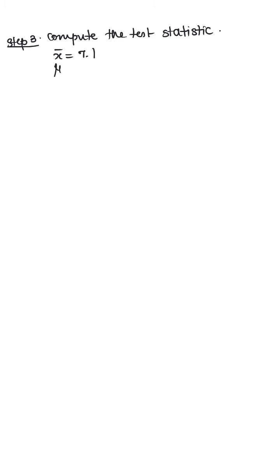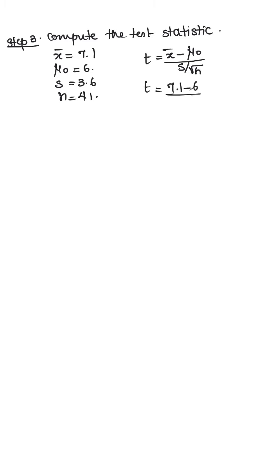Now compute the test statistic. So step 3 is x bar is 7.1, mu 0 is 6, s equal 3.6, n equal 41. So test statistic is, this is the formula, which is equal to 1.957.